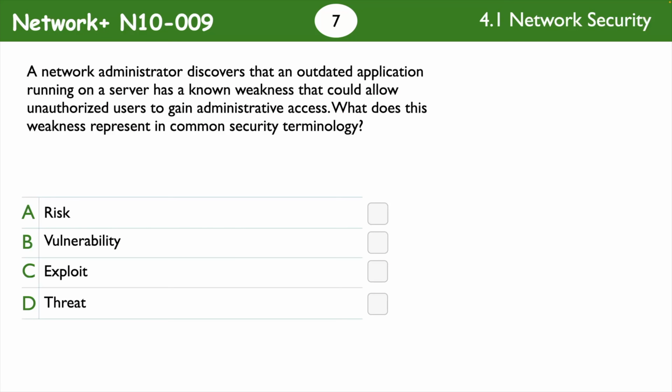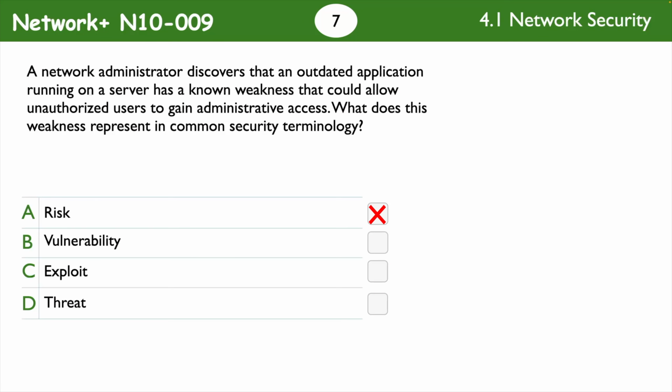All right, so there is a single key phrase here that's going to give you the answer, and that's going to be known weakness. Okay, so let's go ahead and do the process of elimination. We can start with A, risk, and a risk refers to the potential for loss or damage when a threat exploits a vulnerability. While related, it does not describe the weakness itself. So we can rule that one out.